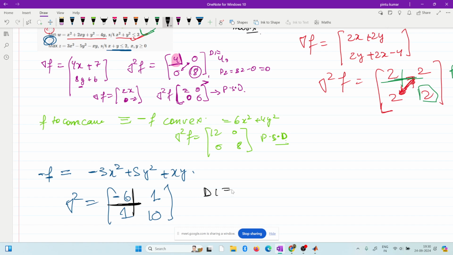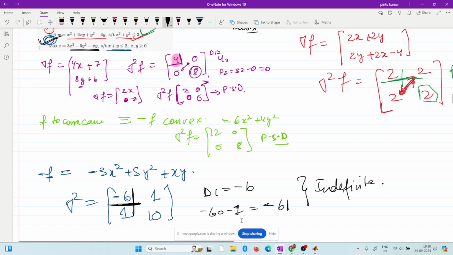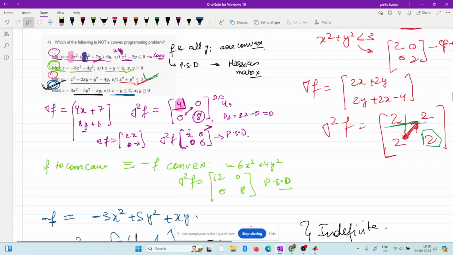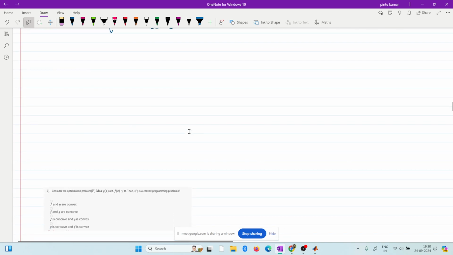So d1 is minus 6, and the determinant is minus 60 minus 1, which is minus 61. So it is not negative semi-definite, it is an indefinite matrix, right? Because it is indefinite, this is not a convex function, and hence option 4 is correct, that it is not a convex programming problem.